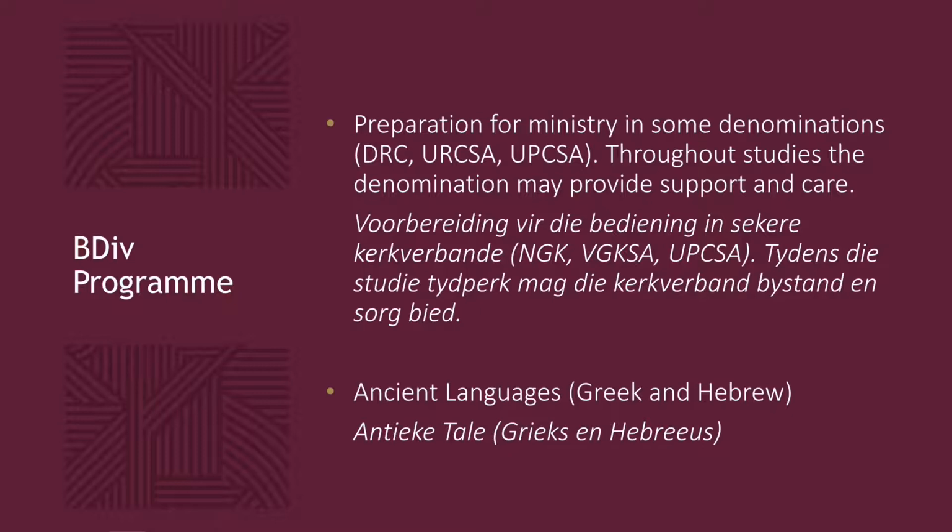A second reason to consider the BDiv program is that the faculty has links with various partner churches, and many churches have this degree as an expectation in order to allow persons into ministry. These partner churches are the Dutch Reformed Church, the Uniting Presbyterian Church, and the Uniting Reformed Church in Southern Africa. These churches require that their students complete this degree as part of ministry preparation. The BDiv degree then provides support for the students of these churches to become Abba Fundisi, Dominees, pastors.